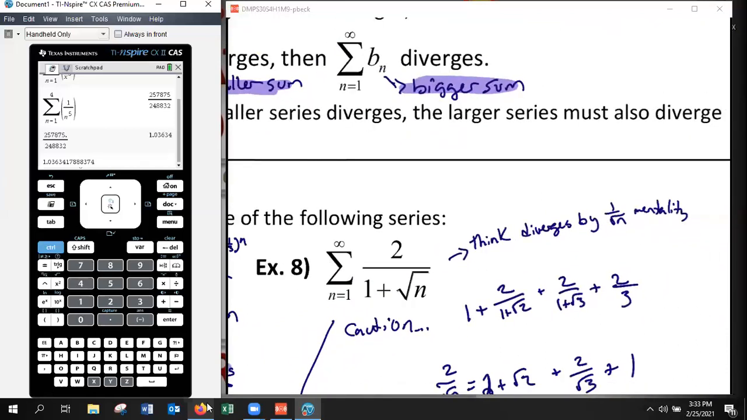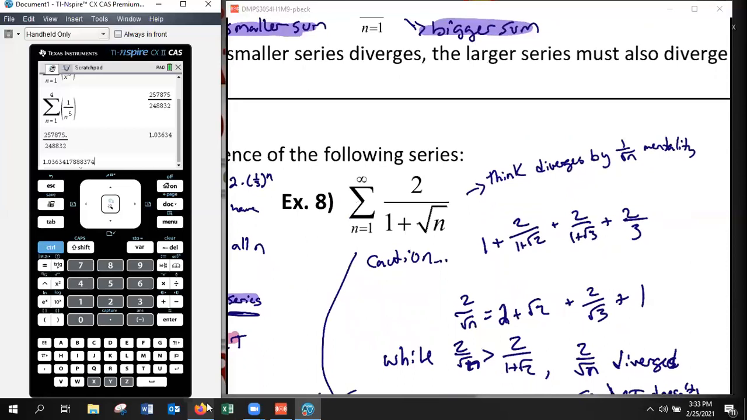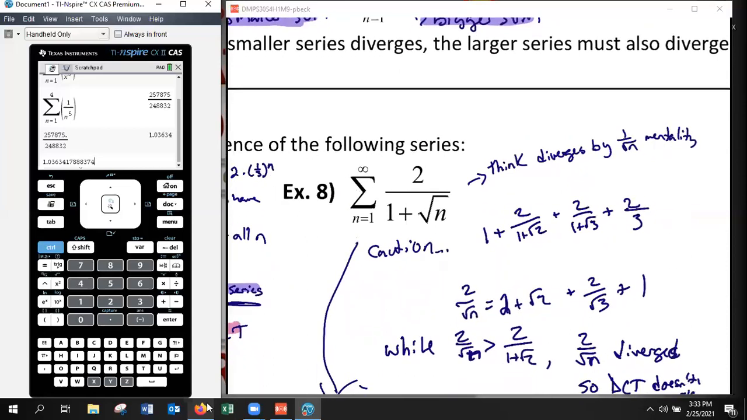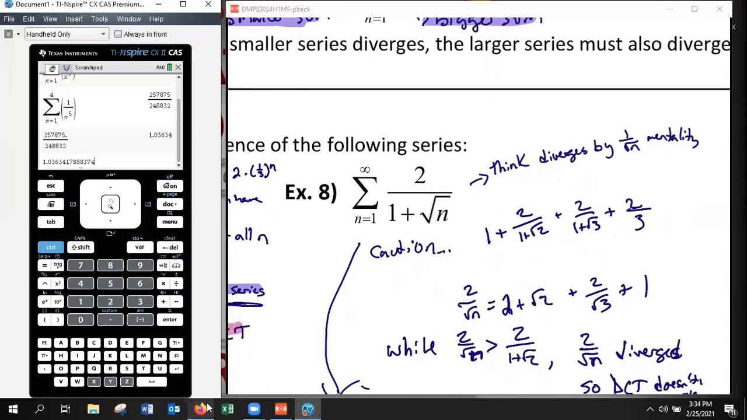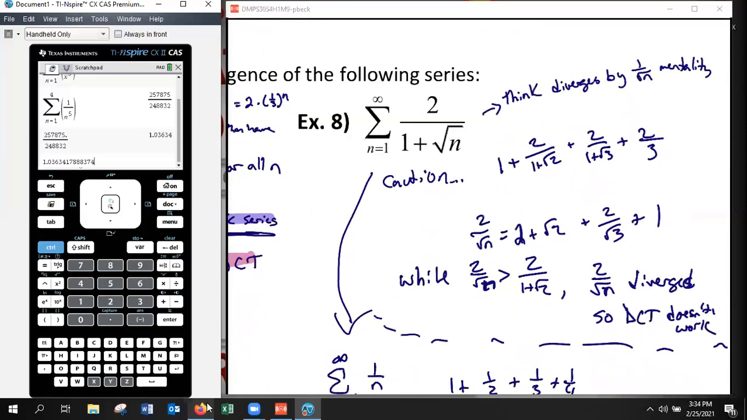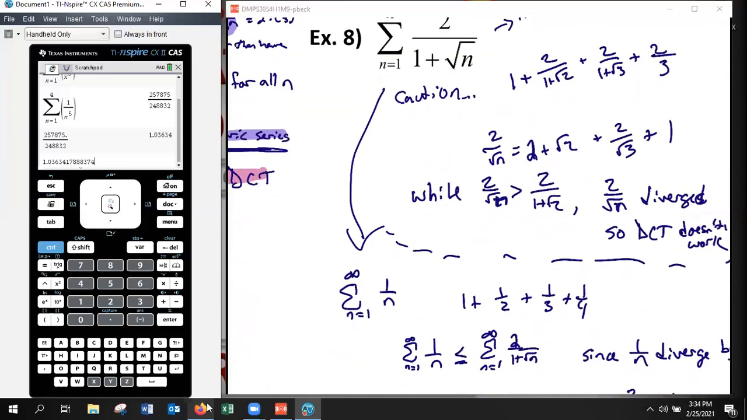Now, one of the cautions that I have here is 2 over the square root of n is actually greater than 2 over 1 plus the square root of n. So if we have a divergent one greater than the one we want, that doesn't tell us anything. So what I did was, let's compare it to something simple.